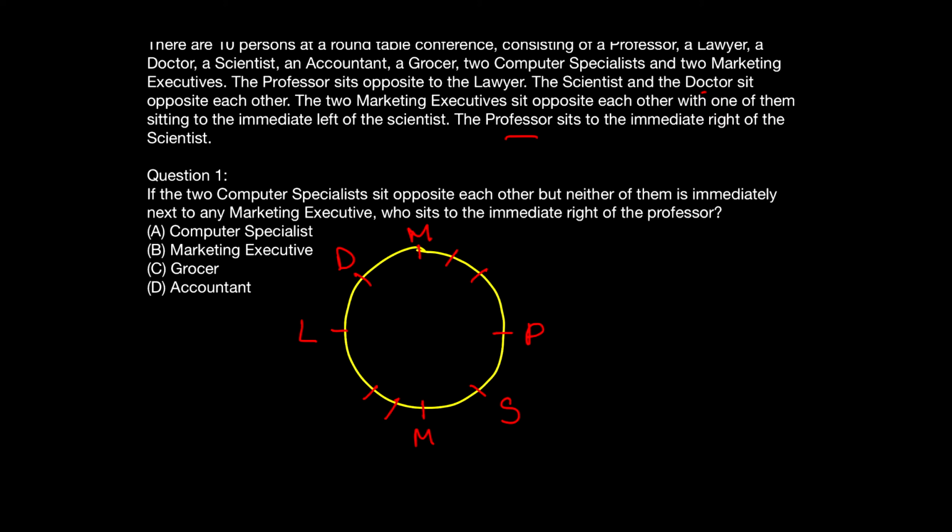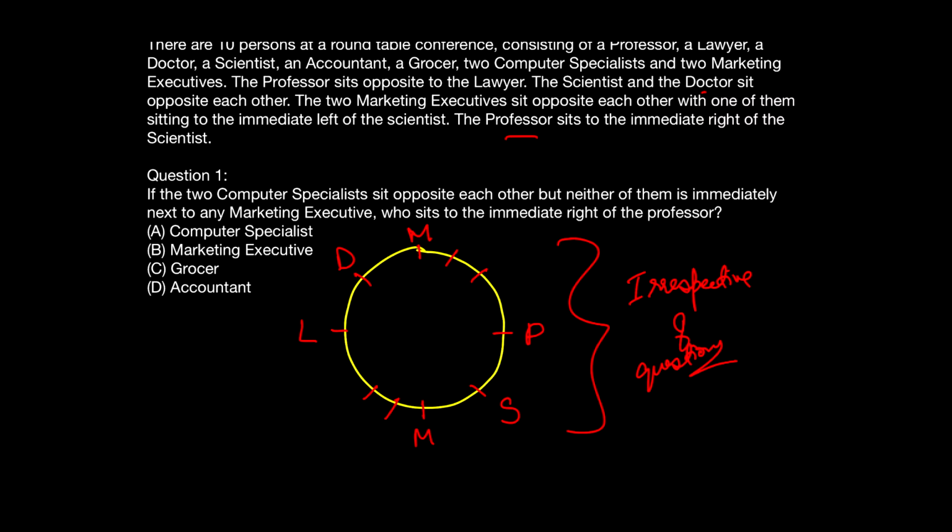Now read it very carefully once again, just the passage, not the question number 1. The passage says that professor is opposite to lawyer, scientist opposite to doctor, two marketing executives opposite, one on the left of scientist, professor on the right of scientist. This information is fixed. Now this is the basic information with us. Irrespective of questions, you need to remember this, this is my basic setup, and this basic setup is what will continue throughout all the questions. Now based on every question, we'll make some changes over here.